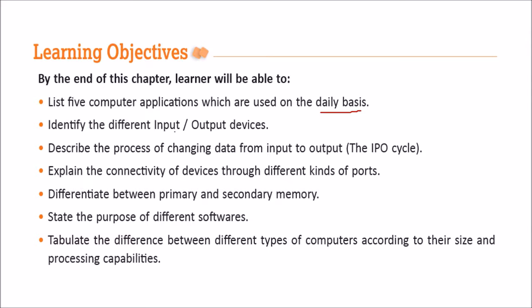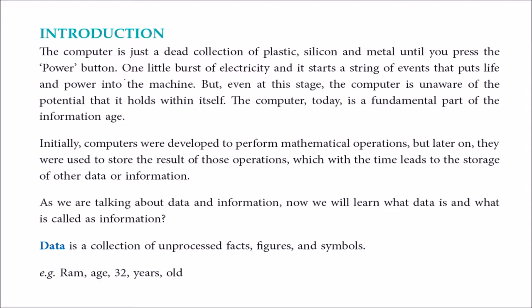We try to identify different input and output devices, the process of changing, that is IPO, input to output, the connectivity of devices with different kinds of ports, differentiate between the primary and secondary memory, different softwares, the purpose of these softwares, and then according to the size and the processing capability, we try to see the difference between different types of computers.